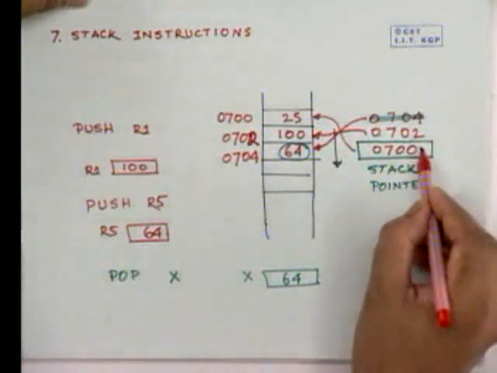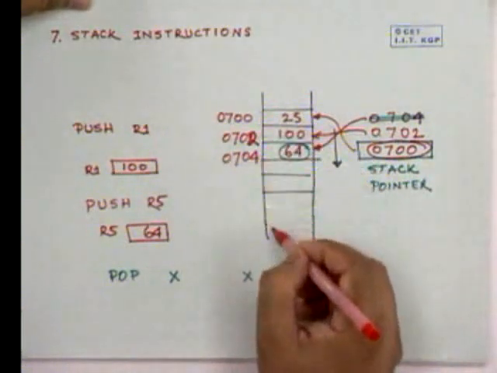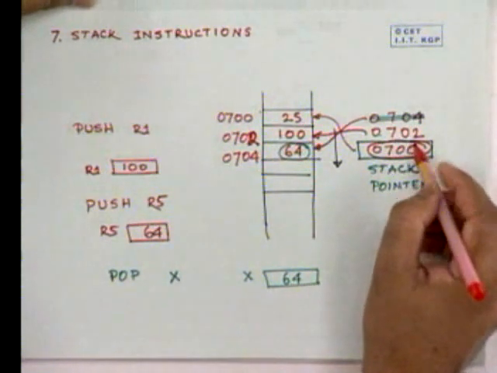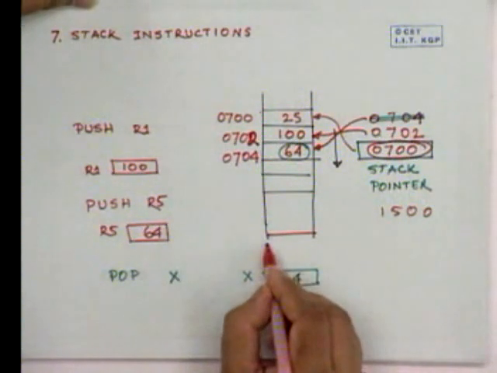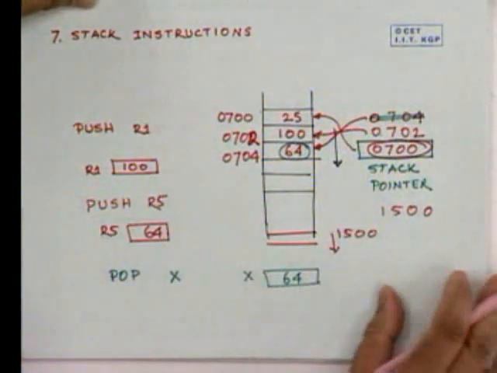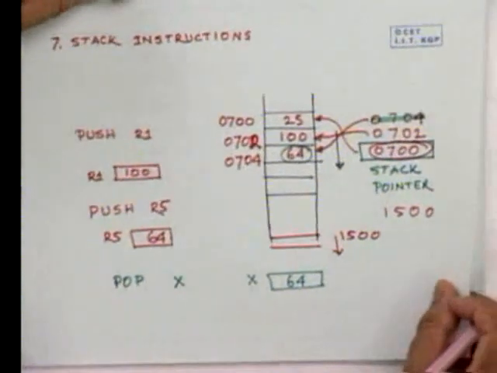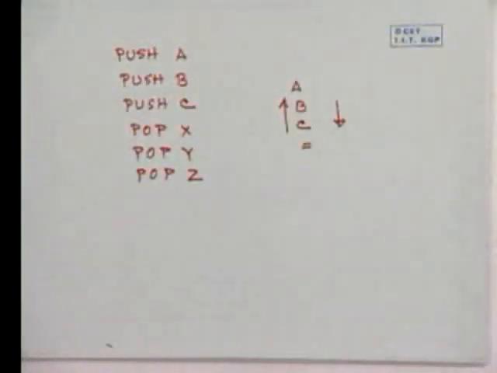And the initialization of the stack we can do, that means depending upon the initial value, which was 0700 here, the stack has been created from this point. The stack pointer, if we load with some other value, say 1500, in that case the stack will start growing from the location 1500.